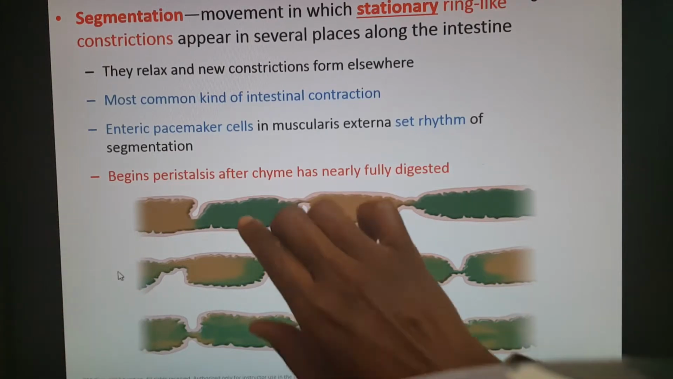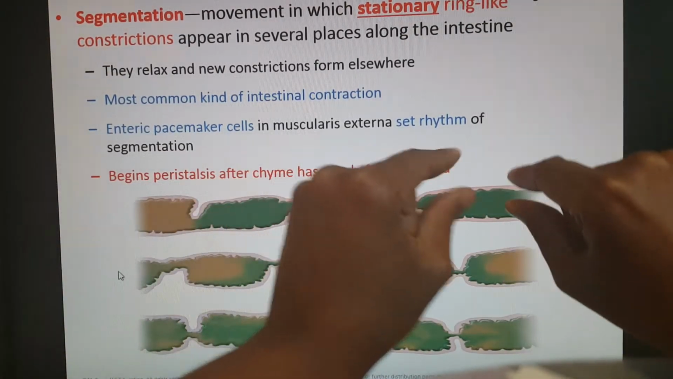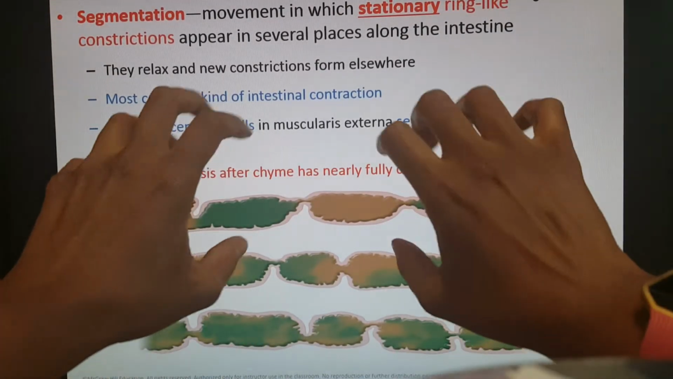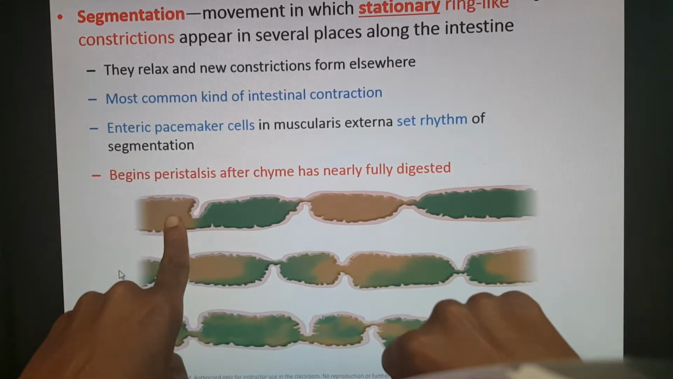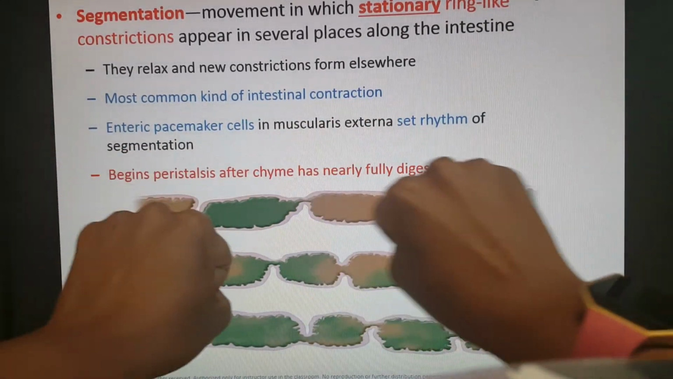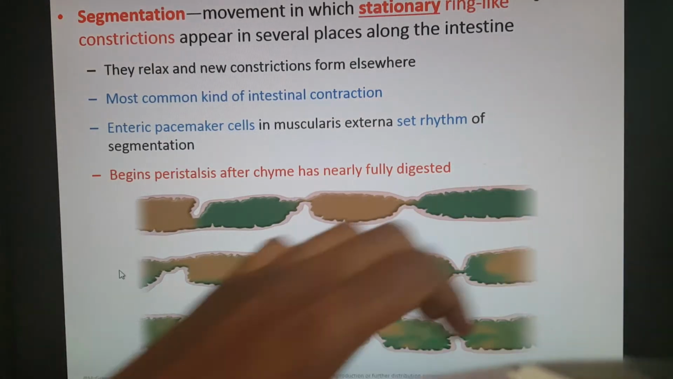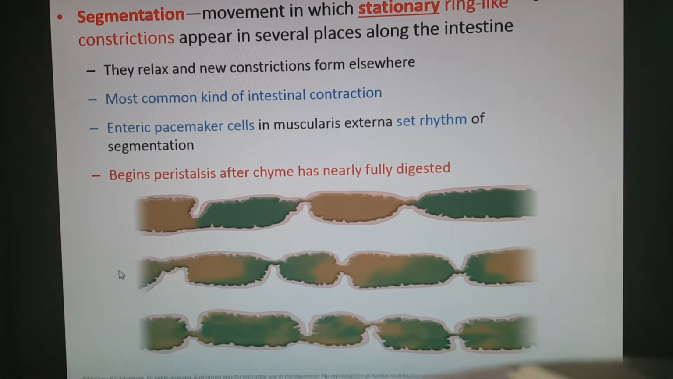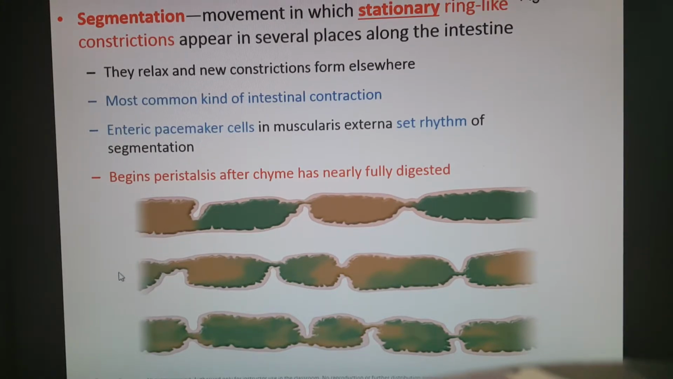So this is where you still have that squeezing motion, but it actually moves it across. So segmentation, same spot. Peristalsis is where it actually squeezes to move it down your small intestines and other tubes of your digestion system. So even down your esophagus, through your small intestines and your large intestines.